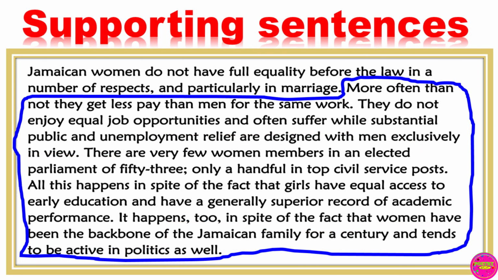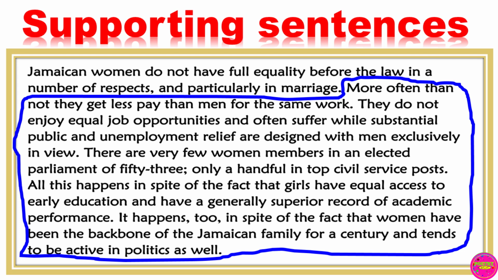Next example. Jamaican women do not have full equality before the law in a number of respects, and particularly in marriage. So, the writer is going to explain to us what he means by this. More often than not, they get less pay than men for the same work. They do not enjoy equal job opportunities and often suffer, while substantial public and unemployment relief are designed with men exclusively in view. There are very few women members in an elected parliament of 53. Only a handful of top civil service posts.